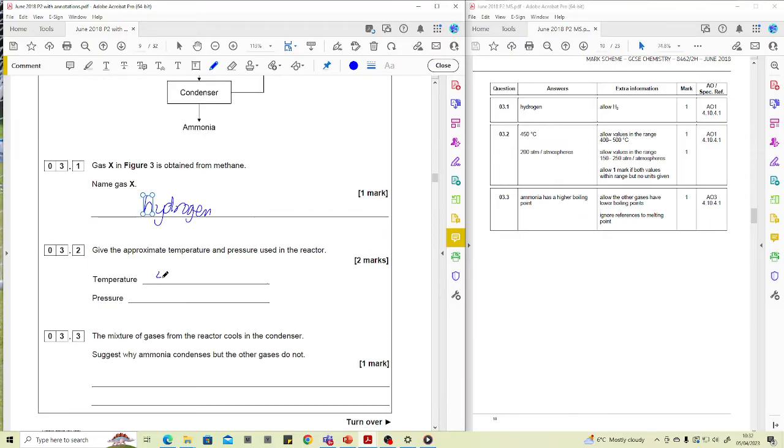Our temperature is going to be 450 degrees Celsius, careful, and the pressure is going to be 200 atmospheres. Okay, and just look in the mark scheme, it does say that you've got to give your units there. Maximum 1 mark if you don't give units. The mixture of gases cools in the condenser. Why does ammonia condense but the other gases do not? So we've got a lower, sorry, my bad. It's a higher boiling point.